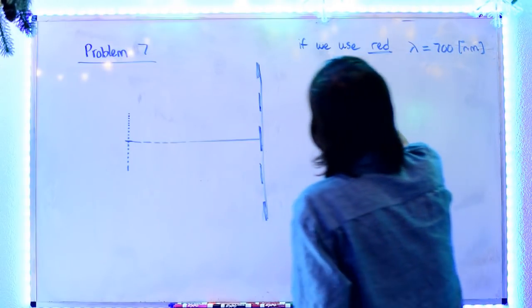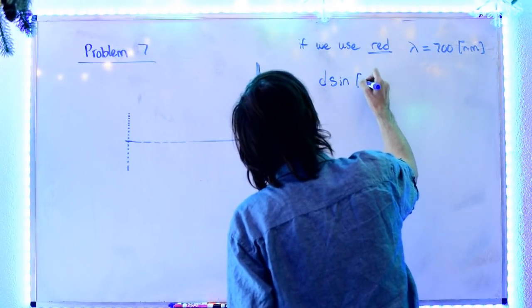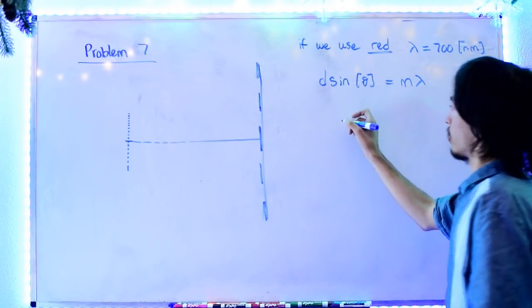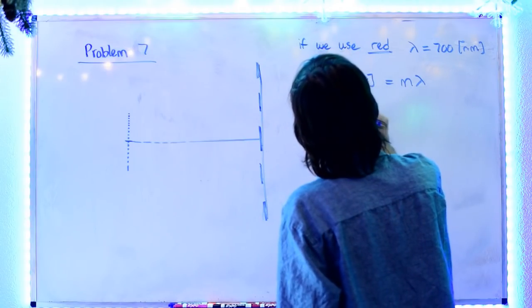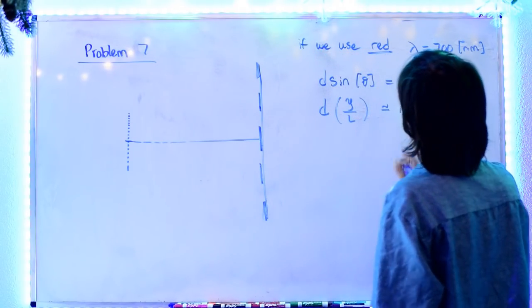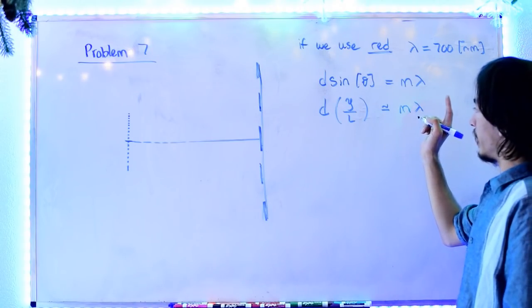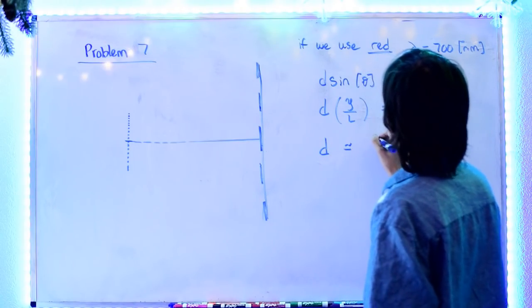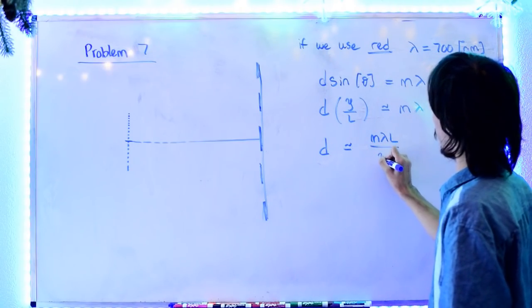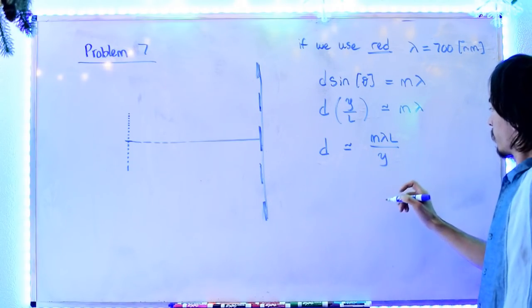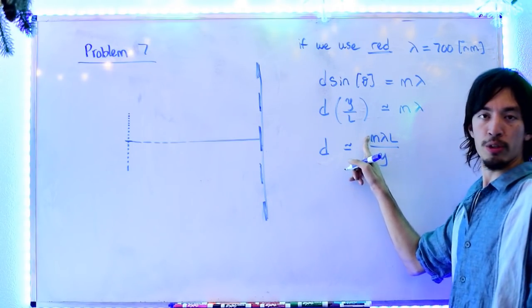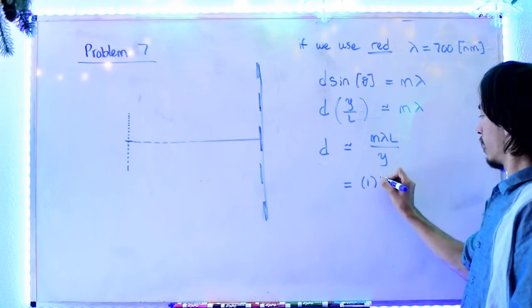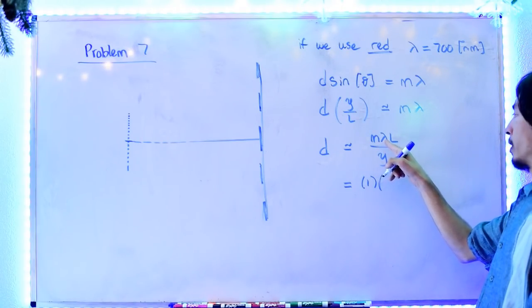So now we have that d sine theta is equal to m lambda. We're going to make the approximation. So d times y over L is approximately m lambda. We need to solve for the distance d between the slits. So d is approximately m lambda L over y. We're taking the first red fringe by our choice. It's m equals 1. We're using the wavelength for red by our choice as long as we're consistent.